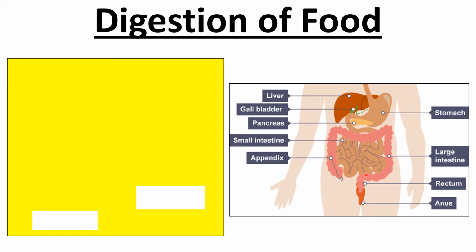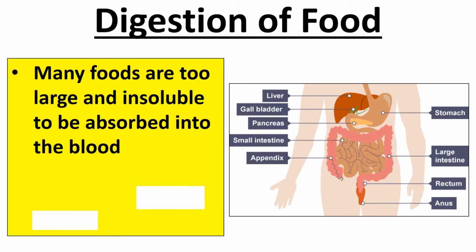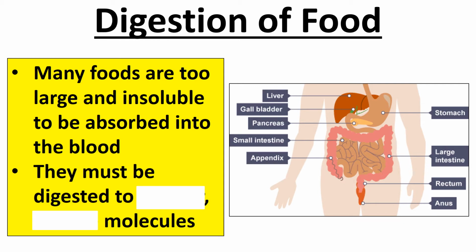So here's our digestive system, and we're just focusing on this area here. So the problem is that when you eat food, a crisp, for example, you're not going to be able to get that directly into your blood. It's too large. It's not going to be soluble. So it's got to be broken down. This process, as I said before, starts in the mouth with an enzyme called amylase, and what has to happen is these foods have to be digested to smaller soluble molecules which are able to move from your gut into your blood.